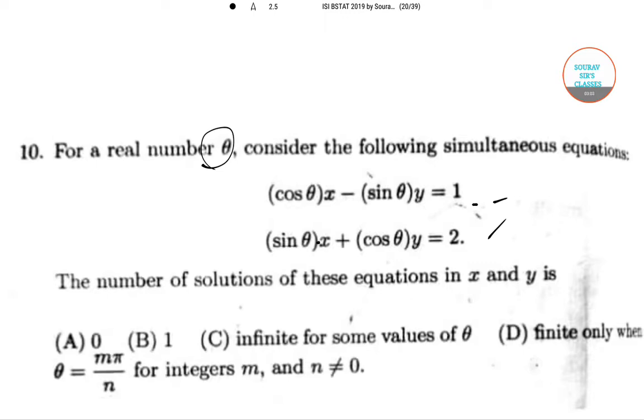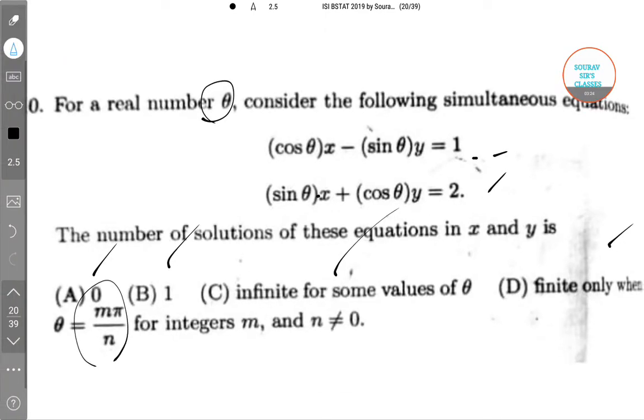The number of solutions of these equations in x and y should be what? Whether it will be 0, or 1, or infinite for some values of theta, or finite only for theta equal to m pi by n for integers m and n, with n not equal to 0. This is the first part of the question. Now going to the solution part.